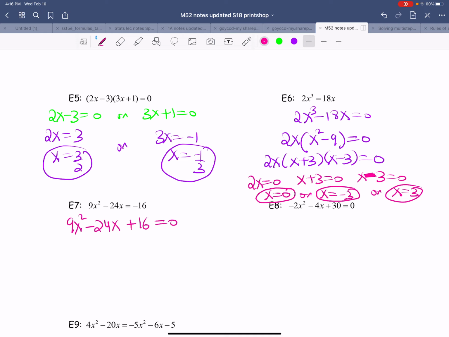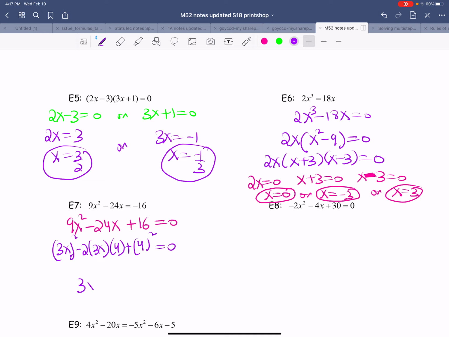Well, 16 times 9 is 144. And we're looking for numbers that add up to negative 24, so there'll be negative 12 and negative 12. We can do that. Or you can also use the special products that we've talked about. This is a perfect square trinomial because your first term is 3x quantity squared, and the last term is 4 squared, and the middle term is 2 times the first term times the last term. That means it is a perfect square trinomial.